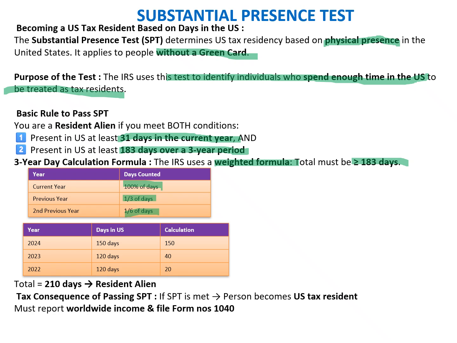So tax consequences of passing SPT: if SPT is met, the person becomes a US tax resident and must report the worldwide income and file Form 1040. This is very important. If the person who becomes a resident alien does not report his worldwide income, and only reports his US source income, then he has to face the consequences, the penalties and the prosecution, as the case may be. So we'll move to the next slide.